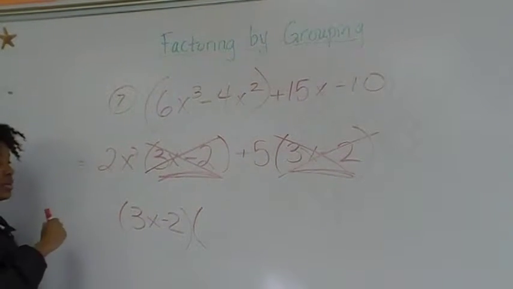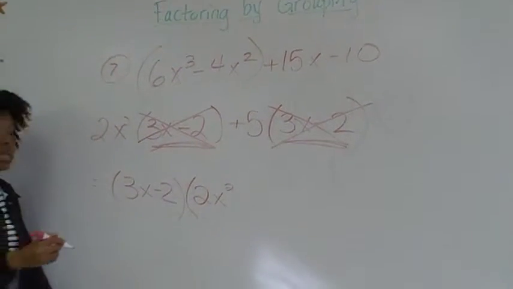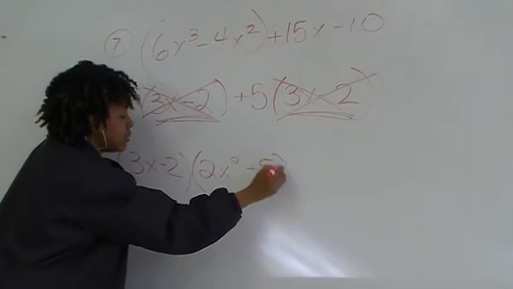What's left from this line? 2x to the second power, 2x squared. And then 5 plus 5. Good. Now I'm going to be honest with you.